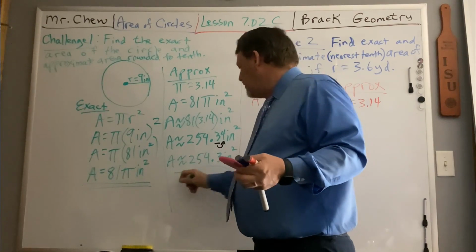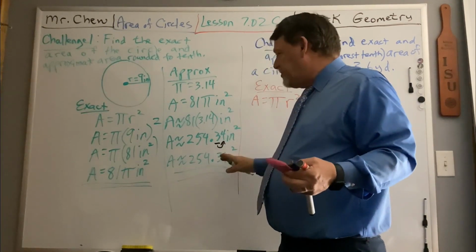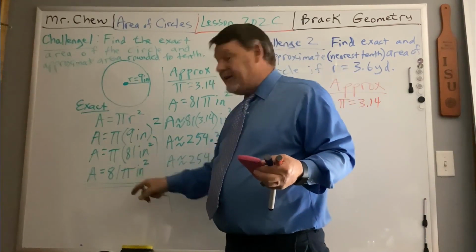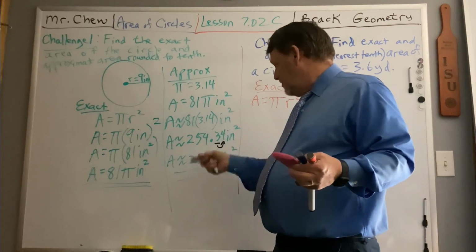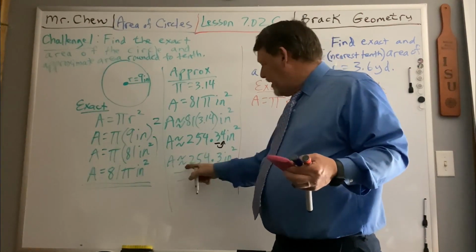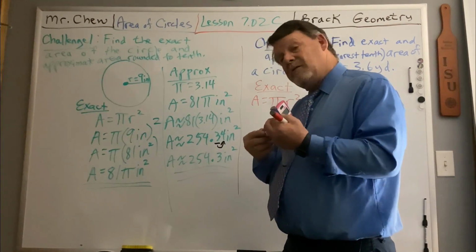And that's approximate. So I can look at these right away and know that one's approximate and one is exact, because the exact has the pi symbol in its area solution, and this one has the double tilde, and it has been rounded to the nearest tenth.